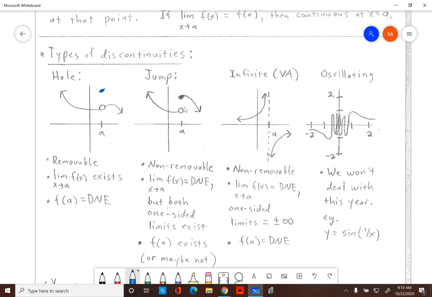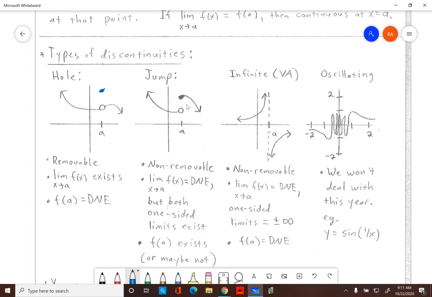And the function value may exist. It may not. It could be two open holes, but the function value at a can exist or not. So in this case, f of a is equal to that value there. So the main idea of a jump, which is a non-removable discontinuity, you can't just plug that hole. It's a big gap. The one-sided limits exist, they're just not equal to each other.